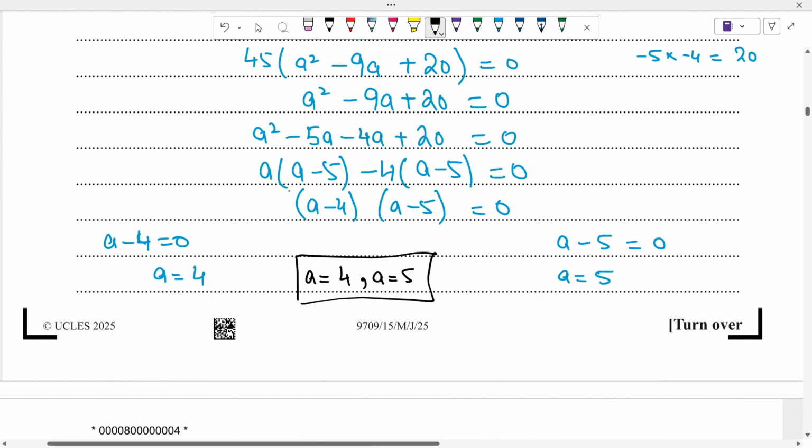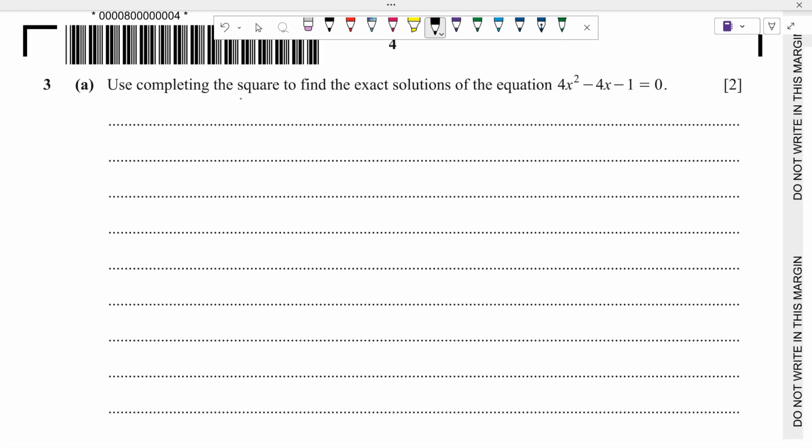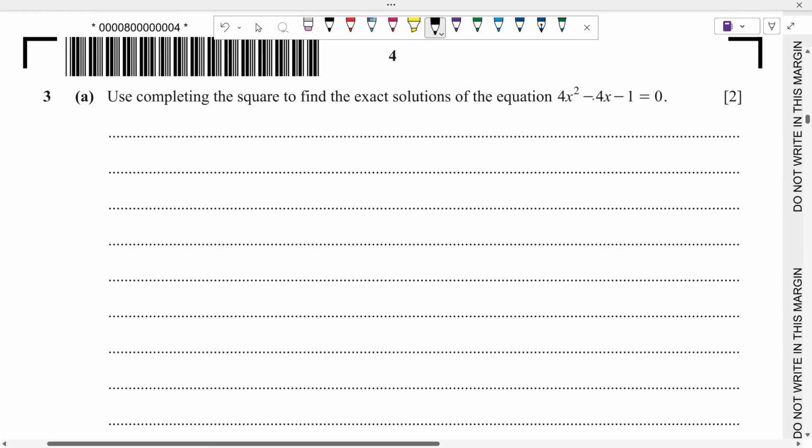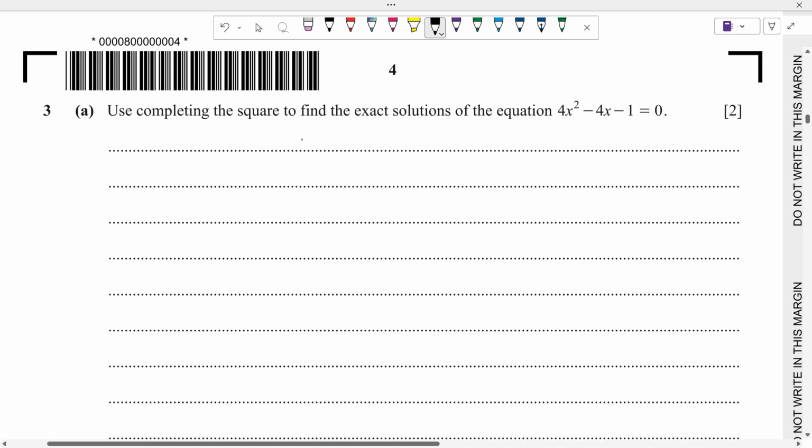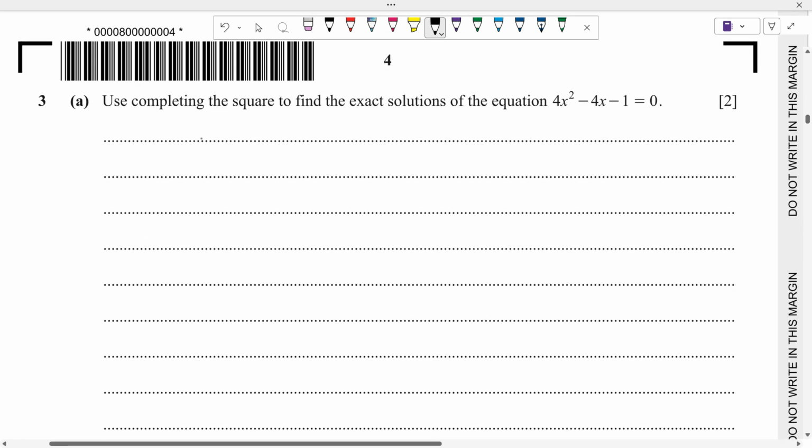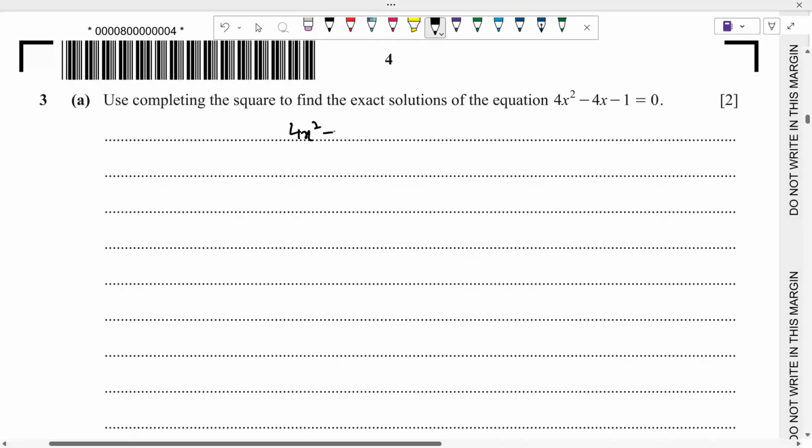Now let's move to question number 3. Use completing the square to find the exact solution of the equation 4x² - 4x - 1. So we are given a quadratic equation and we have to apply the completing the square method to find the solution of the equation. So we have given 4x² - 4x - 1 = 0.